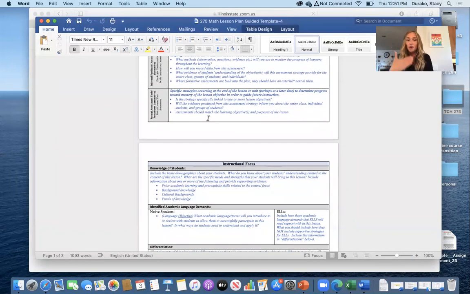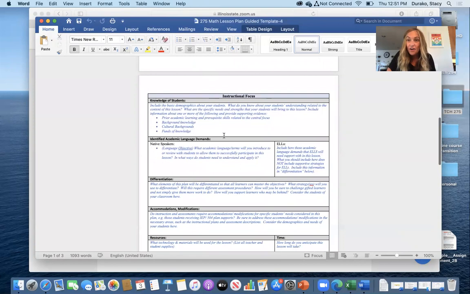Now, your formal assessment, this is what some people have a little bit of trouble with. So this is the specific strategy occurring at the end of a lesson. It could be at a later date, and you just need to put that in the lesson plan, but tell me what you're going to do. Are students going to have a quiz? Are students going to do one-on-one interviews with you? Tell me how you're going to collect that summative assessment. And again, it can be at a later date. Just make sure you put that in there.